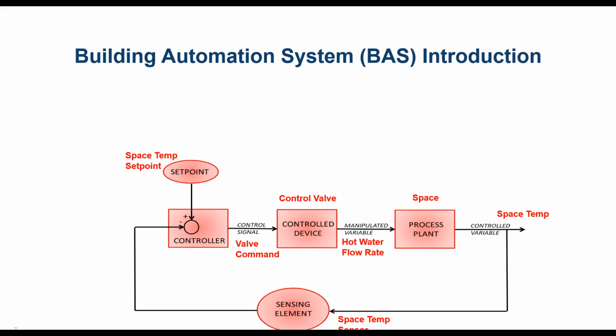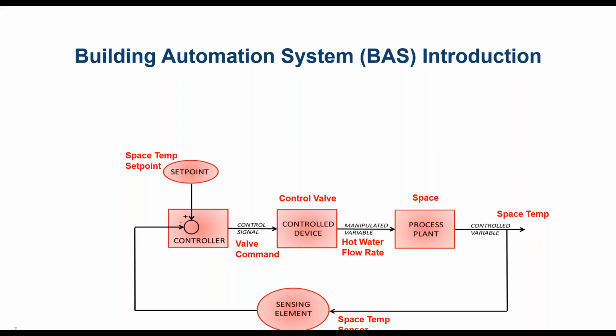As it opens up a bit more, hot water flows through the fin tube radiation. That radiation puts off more heat into the space, and the space temperature rises and hopefully comes back to set point. So that's just a simple example of a control loop.